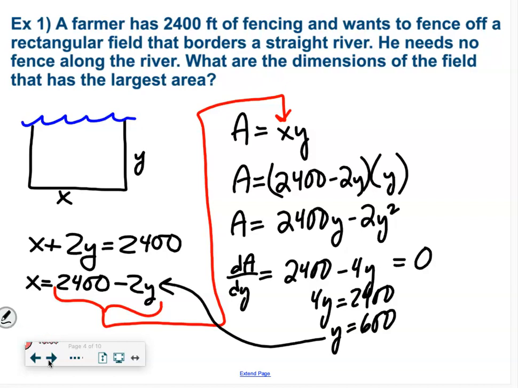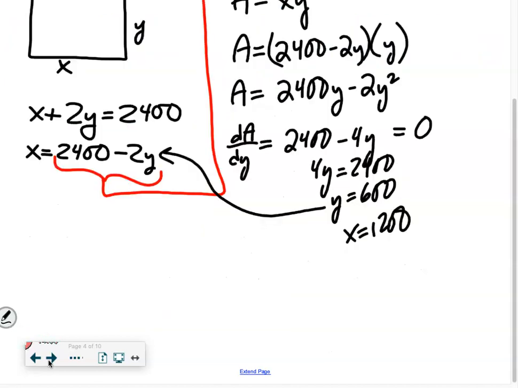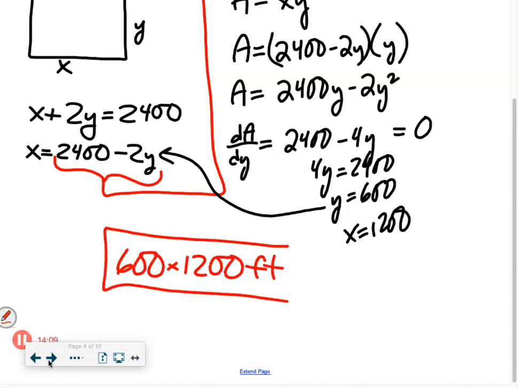And I plug in a 600 for y. So x is 2,400 minus 1,200. So our x is 1,200. And my final answer would be 600 by 1,200 feet.